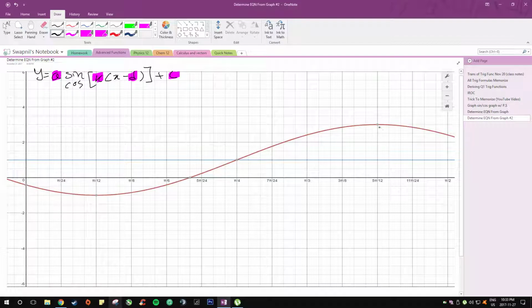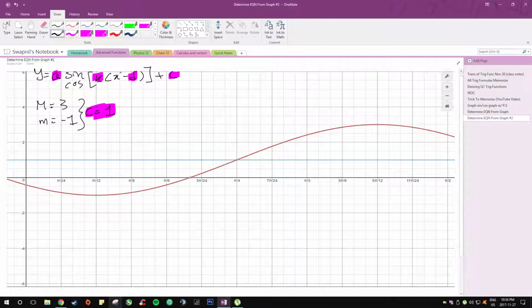From here we can see that the maximum value is 3. So you could say max is 3. The minimum value is this one, and that's -1. Minimum is -1. And from here we can find the c value, which is the average of the two, and the c value is also the midline. It's 3 plus -1, which is 2, and you divide that by 2 because you're taking the average, and it gives you 1. So right away we found c.